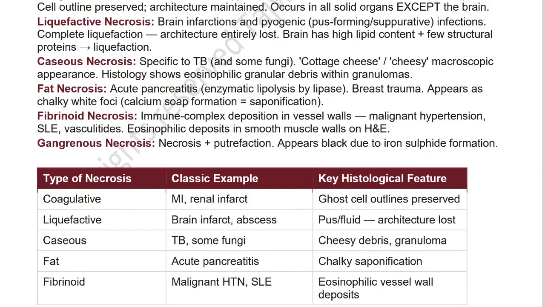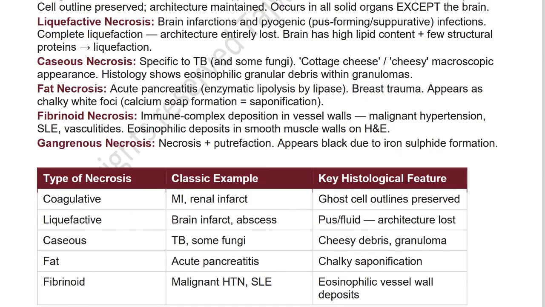Then you've got caseous necrosis, which is specific to TB and some fungi. So cottage cheese or cheesy macroscopic appearance. Histology-wise, it will show eosinophilic granular debris within your granulomas. Fat necrosis is acute pancreatitis, enzymatic lipolysis by lipase. You've got breast trauma, which is not related to enzyme, it's trauma related, and appears as a chalky white focus, calcium soap formation, saponification. So breast trauma can resemble breast cancer, but it's not.